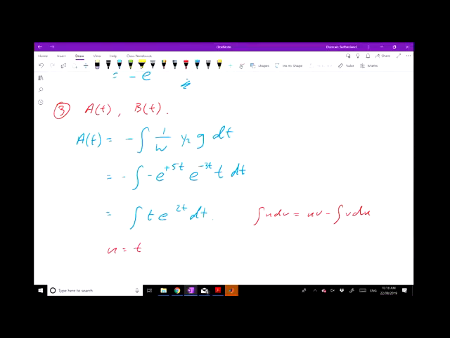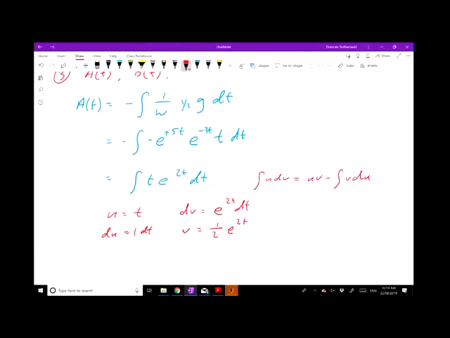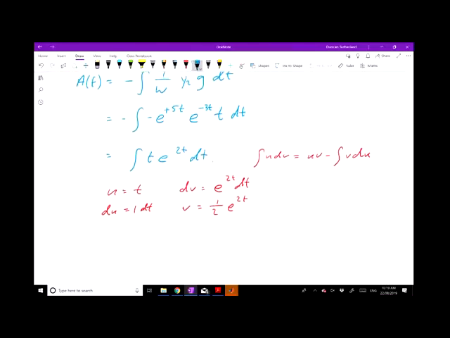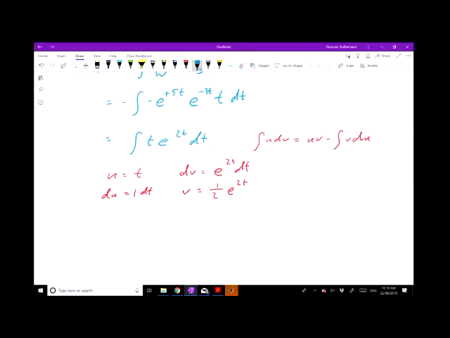It is meant to be e to the 2t. Thank you. Okay, so that's our integration by parts formula bit. Right, so now we can work forward.